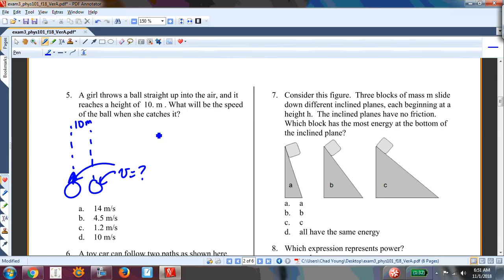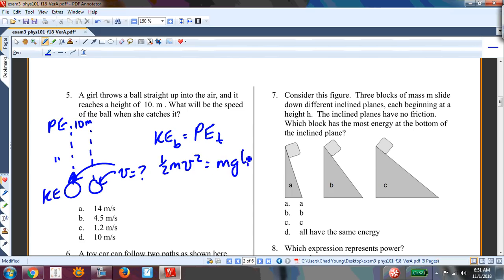I know that at the bottom it only has kinetic energy. At the top it only has potential energy. I know that those are equal because only conservative forces are acting. So kinetic energy at the bottom is equal to the potential energy at the top. That's 1/2 mv squared equals mgh. Masses cancel. I'm looking for v. v is equal to the square root of 2gh. That's 2 times 10 times 10, square root of 200, which is 14 meters per second.